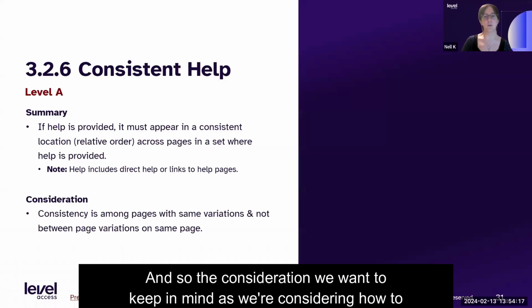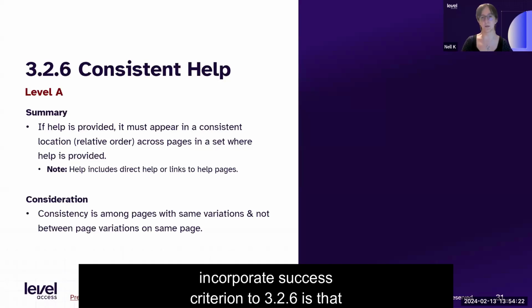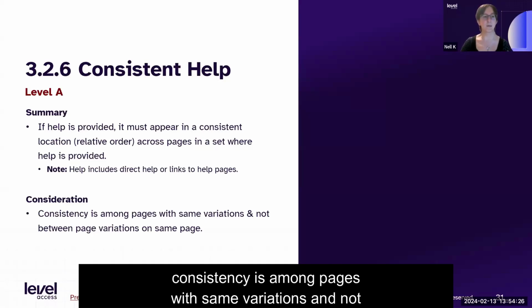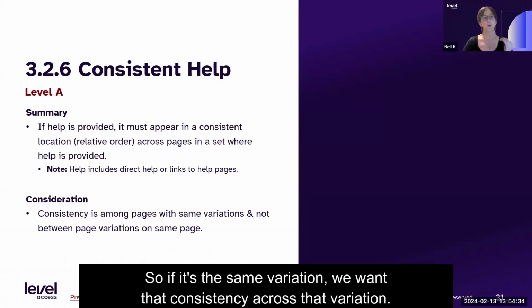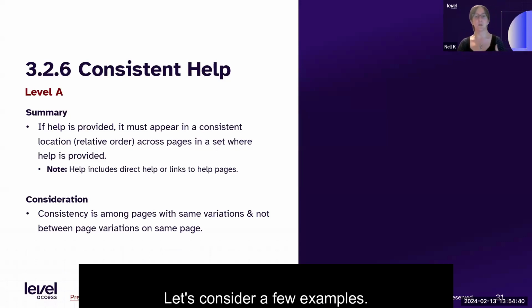And so the consideration we want to keep in mind as we're considering how to incorporate success criterion 3.2.6 is that consistency is among pages with the same variations and not between page variations on the same page, right? So if it's the same variation, we want that consistency across that variation. So let's consider a few examples.